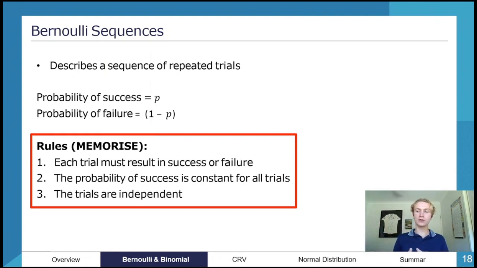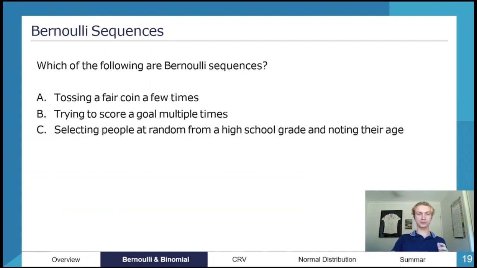So the 3 rules I do want you to memorize. For me, this is a key learning objective. You need to memorize these 3 Bernoulli sequences. We can only have success and failure, number 1. Number 2, the probability of success, P, is constant for all trials. Number 3, the trials are independent. Write these ones down. You need to memorize these 3.